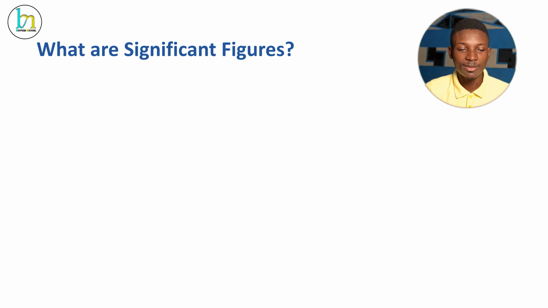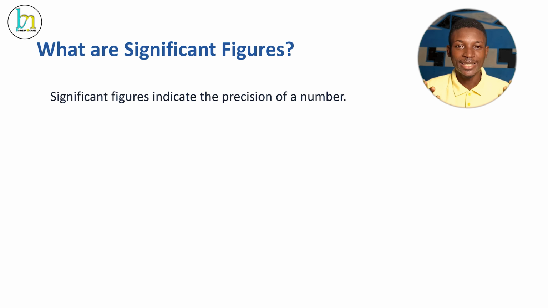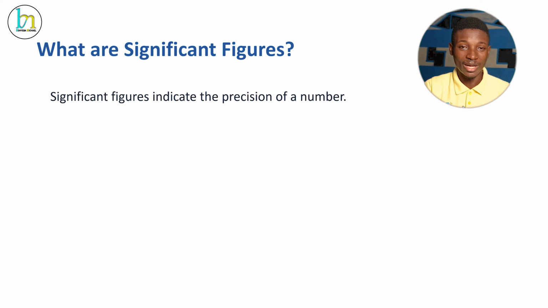So let's continue. In the previous videos, we talked about significant figures. When we say significant figures, what do we mean? It indicates the precision of a number. As we discussed in our previous lesson, significant figures indicate the precision of a number. Let me give you an illustration about this.